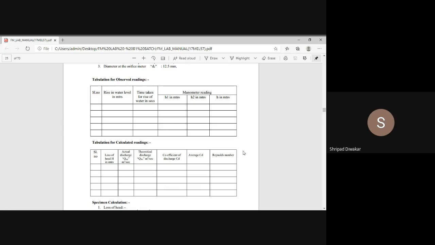Purushottam Reddy. Purushottam Reddy. Tell me. Hello.